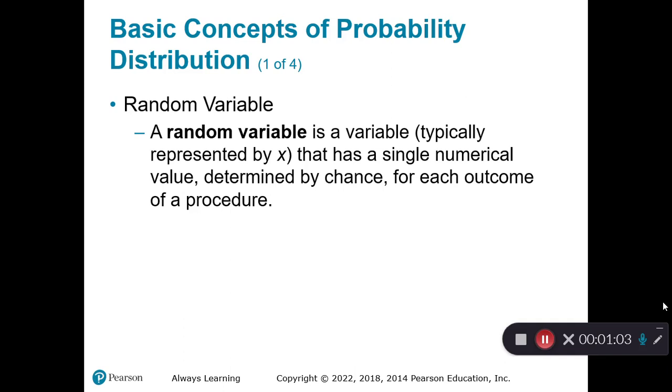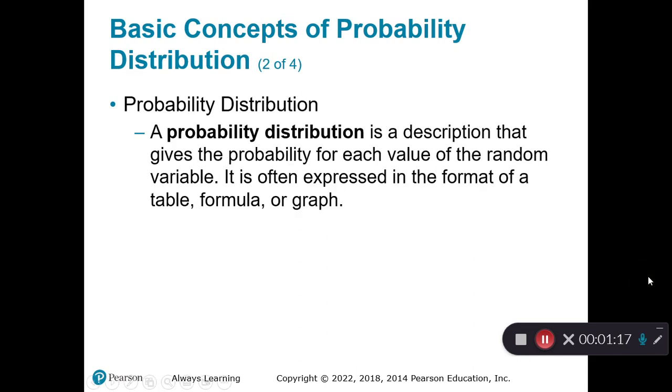First, let's talk about what a random variable is. A random variable is a variable, typically represented by the letter x, that has a single numerical value determined by chance for each outcome of a procedure. A probability distribution is a description that gives the probability for each value of the random variable. It is often expressed in the format of a table, formula, or graph.